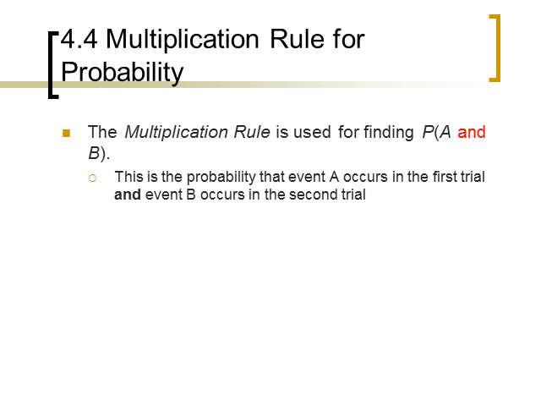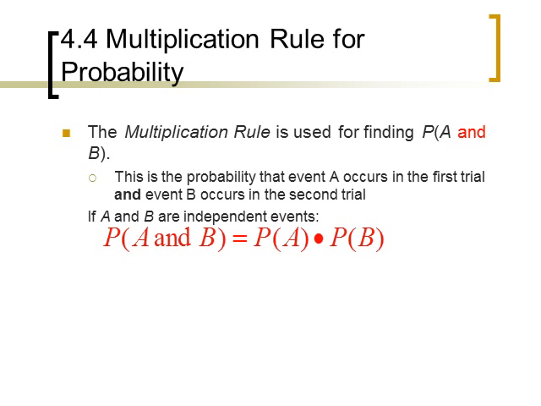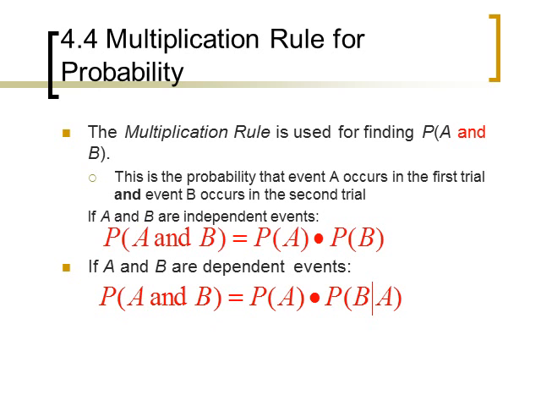The multiplication rule is used for finding P of A and B, or the probability that A and B occurs. This is the probability that event A occurs in the first trial and event B occurs in the second trial. Now if A and B are independent events, meaning that B is not affected by the outcome of A, then the probability of A and B is equal to the probability of A multiplied by the probability of B. If A and B are dependent, then we still multiply, but we multiply by the probability of B given A has already occurred.